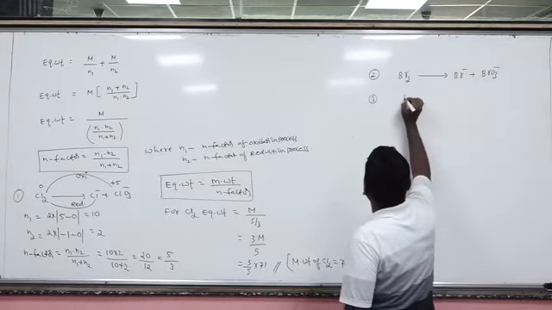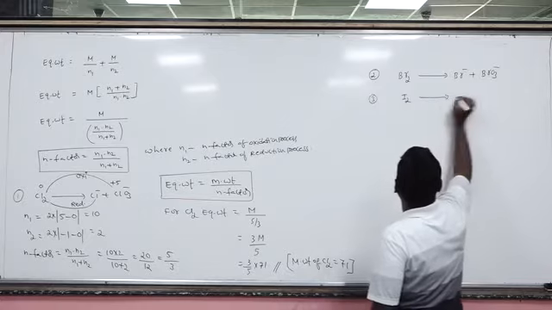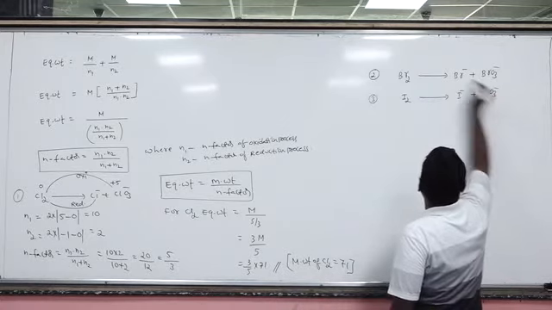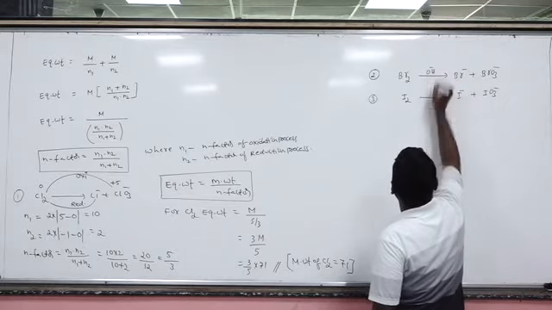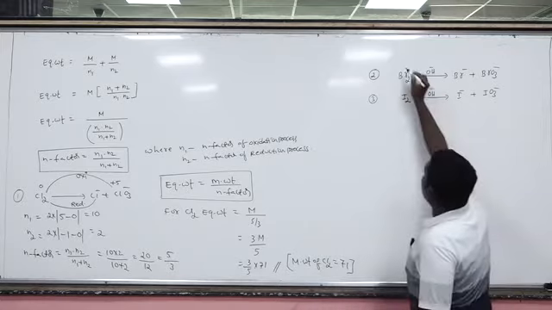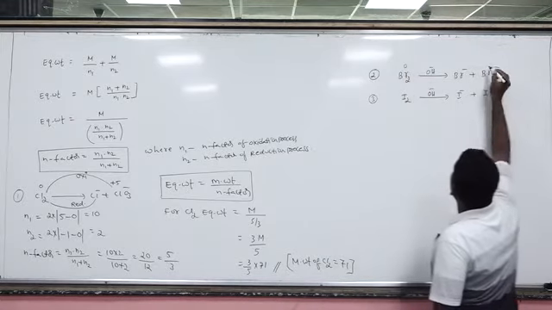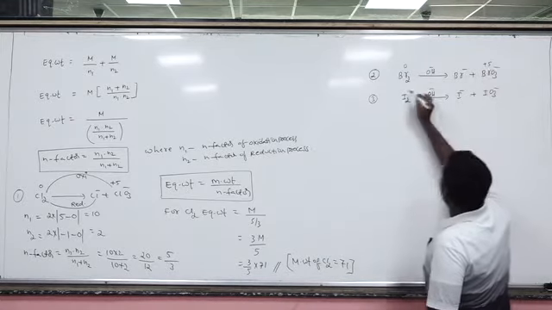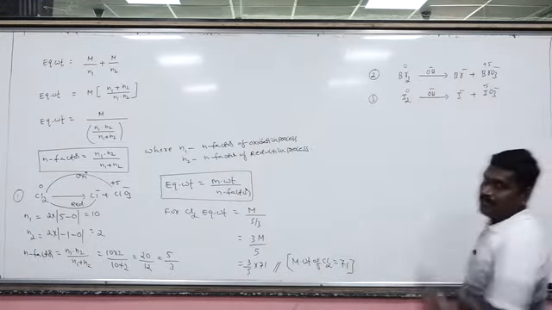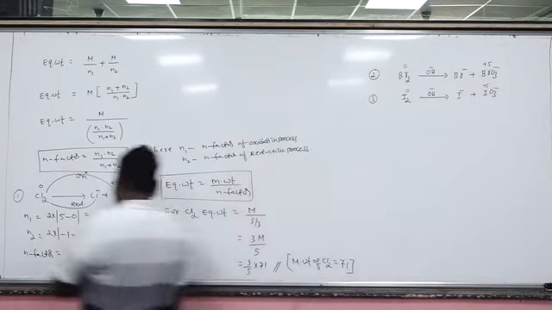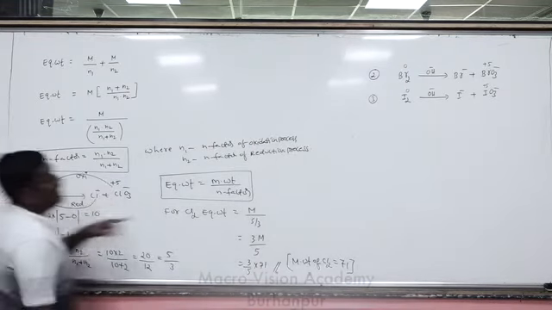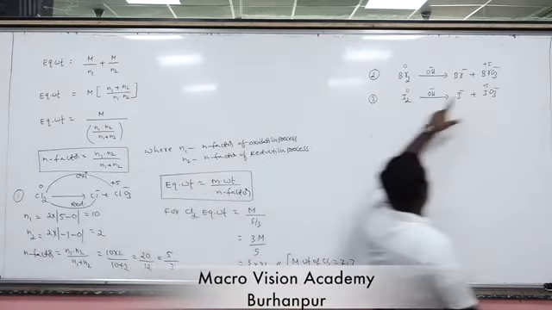Third example, iodine, I minus, IO3 minus. Both the reactions occur in basic medium. Same concept. Bromine oxidation number here 0, here minus 1, here plus 5. Iodine oxidation number 0, here minus 1, here plus 5. Same concept. There will be no change in the n factor value because the oxidation numbers are 0, minus 1, plus 5 in each case.